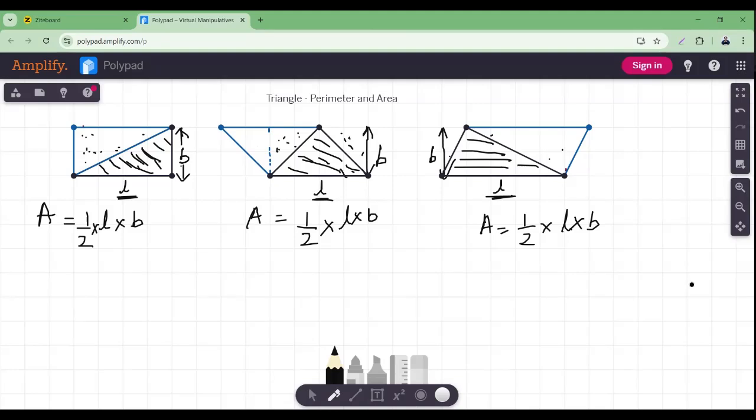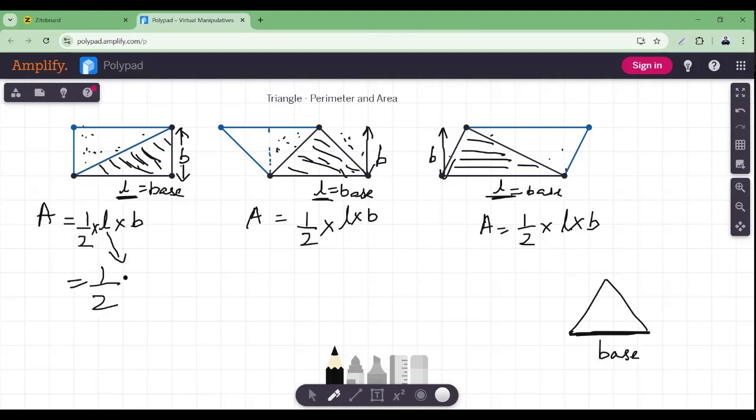In a triangle, the line at the bottom, this bottom line, we call it the base. If you see here, these lengths are all bases. There's a base of the triangle, a base of a triangle, a base of a triangle, right? So we can say that in the area, in place of this length, I'm going to write the base of the triangle.